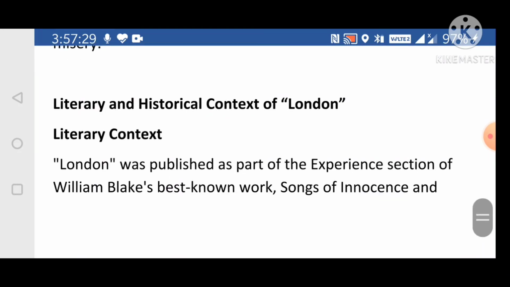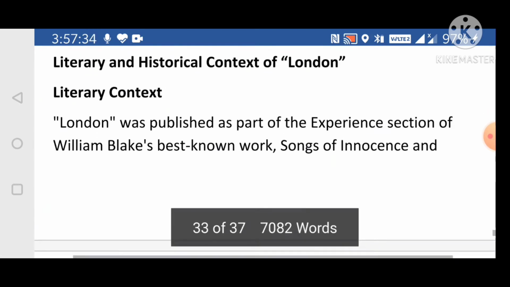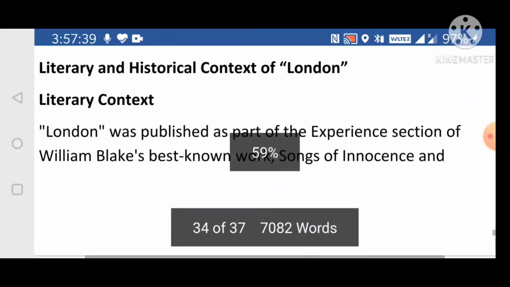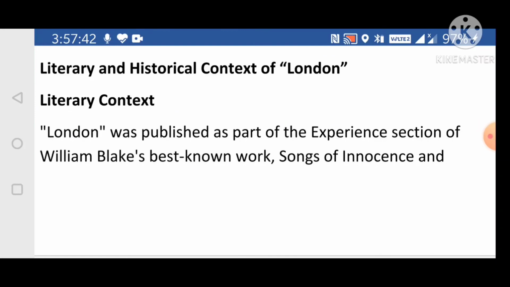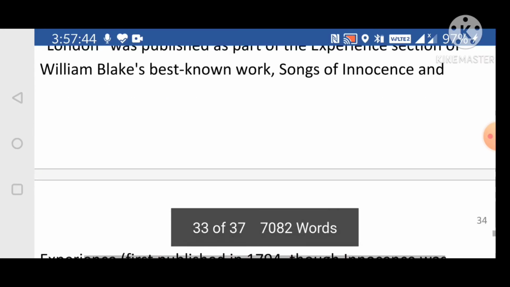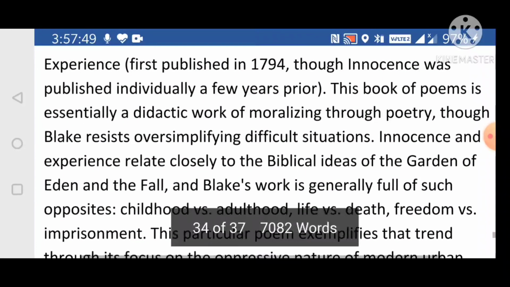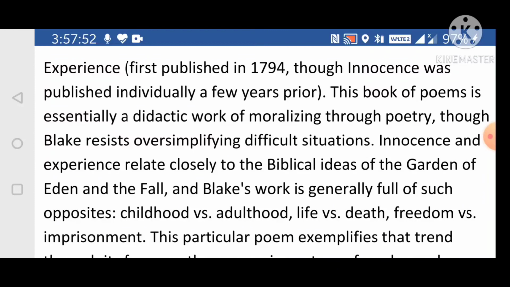The literary and historical context of the poem. The literary context. London was published as part of the Experience section of William Blake's best known work, Songs of Innocence and Experience, that was first published in 1794, though Innocence was published individually a few years prior. Prior means before. This book of poems is essentially a didactic work of moralizing through poetry. Didactic means teaching.